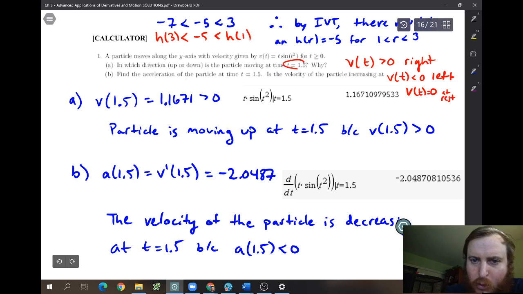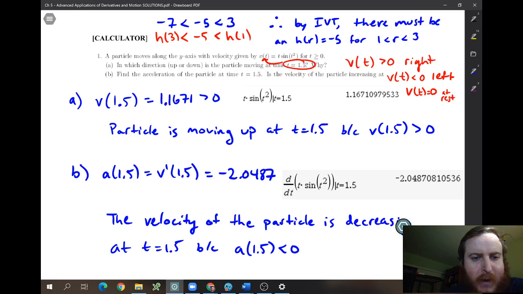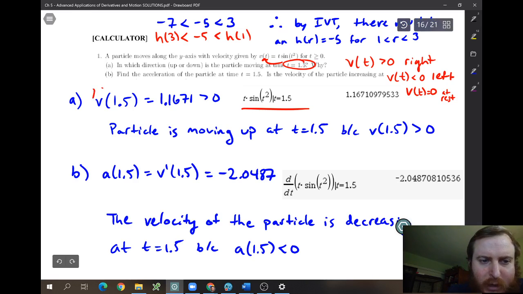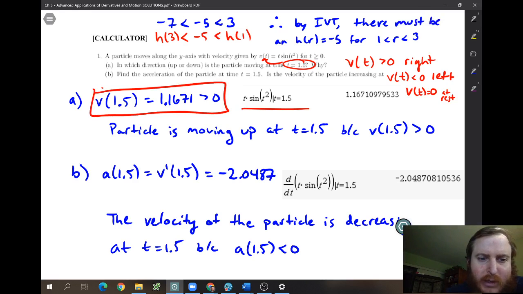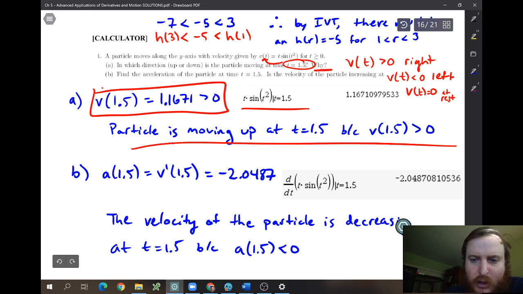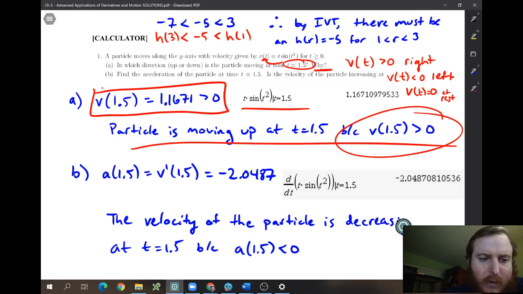So we're going to just plug in 1.5 directly into v of t. We don't have to take a derivative because we already have v of t. In our calculator, I just showed it being evaluated, but you need to write that line down. That's very important. We can't see what you typed in your calculator. And then you say the particle is moving up at time 1.5 because v of 1.5 was greater than 0. Again, it says why, so we need to write that sentence. We need to have that justification because the velocity was positive.